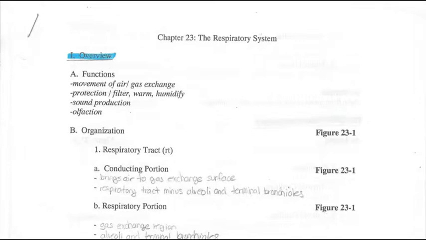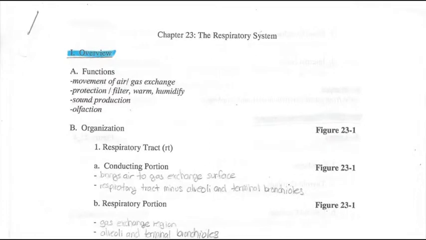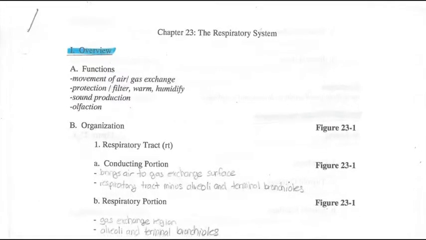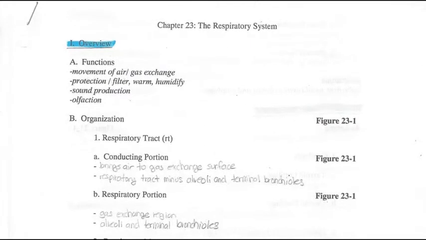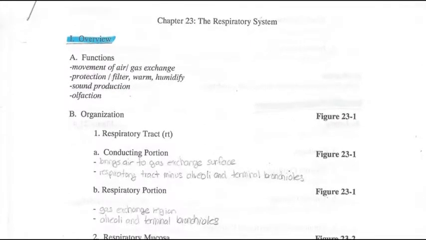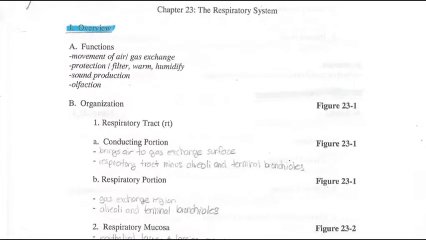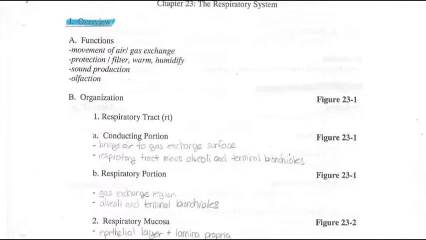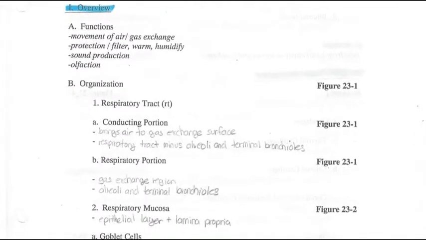Chapter 23, page 1. Functions of the respiratory system: movement of air and gas exchange, protection, filter, warm, humidify, sound production, and olfaction. Organization, respiratory tract. The conducting portion of the respiratory tract brings air to the gas exchange surface.